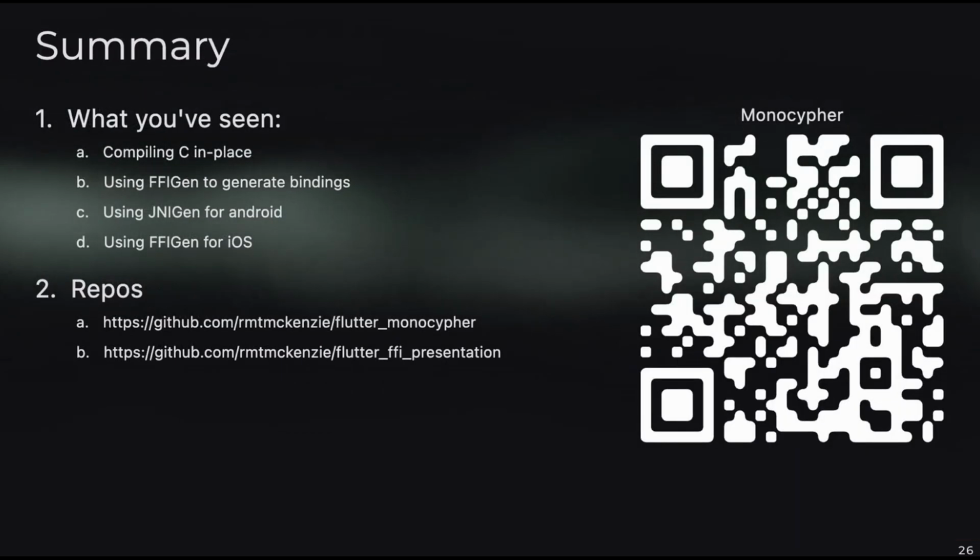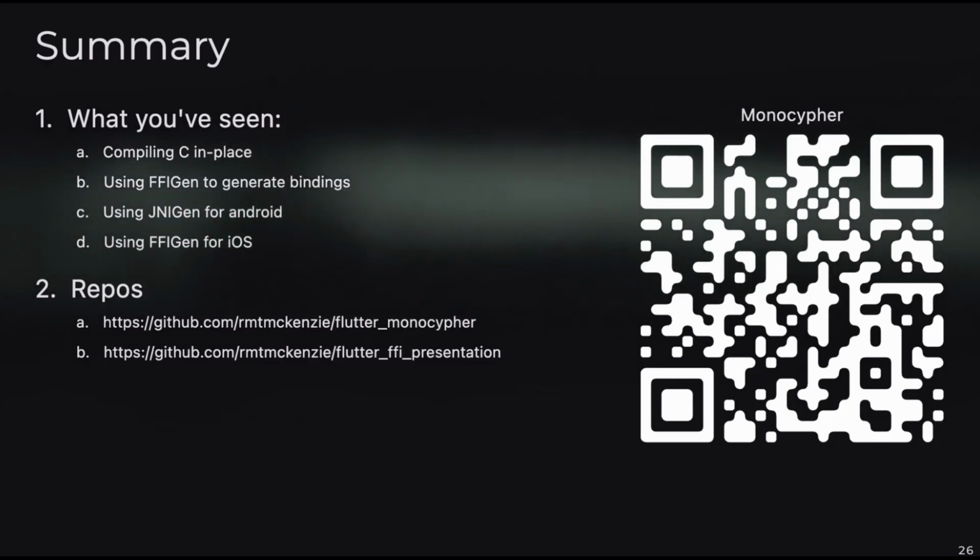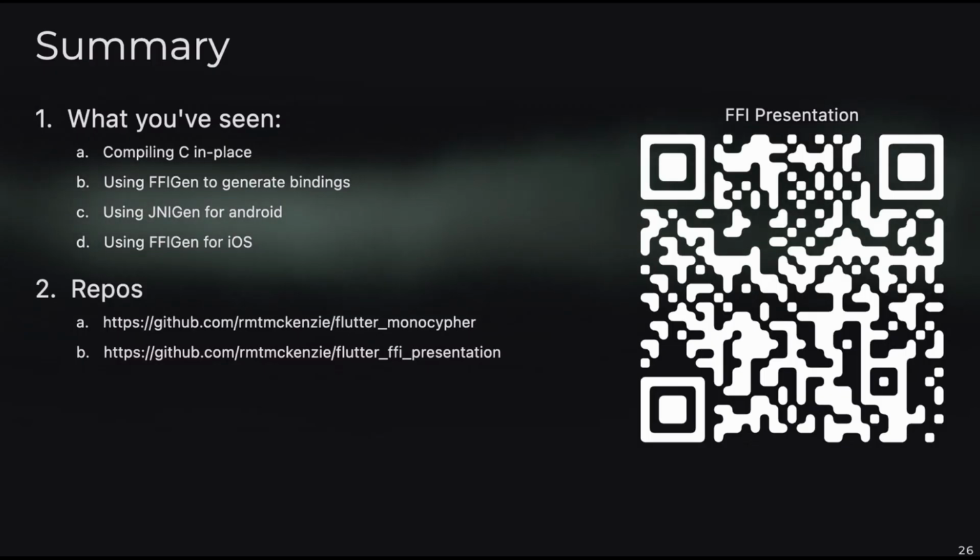And that's it. We talked about compiling native code, using FFI to generate bindings, JNIGen on Android and FFIGen on iOS. If you want, this whole presentation is on GitHub. This is for the monocypher integration, and then this is for the FFI presentation. If you want to take a look at the source code, it's all up there.